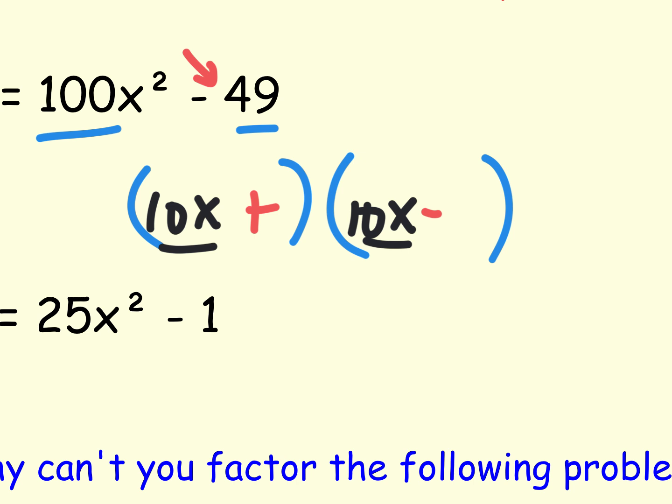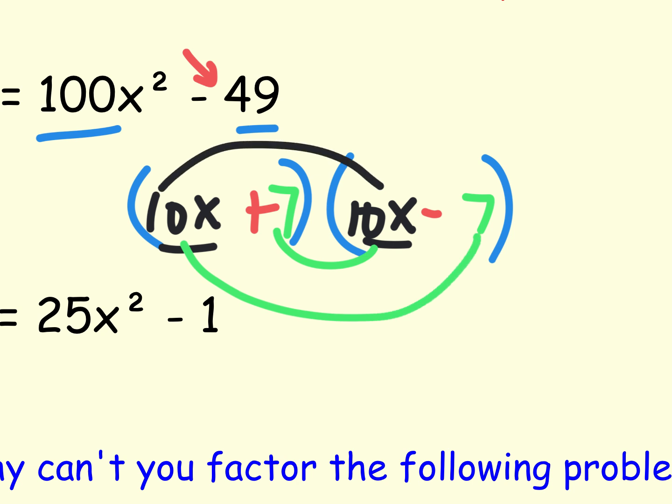And last but not least, what do you think? 7 and 7. There you go. If you're like, how do I know that that's right? Well, check it. Outside and the inside cancel each other out, which is good. So then all that's left is these two make 100x squared. And these two make minus 49. And that's what I needed.